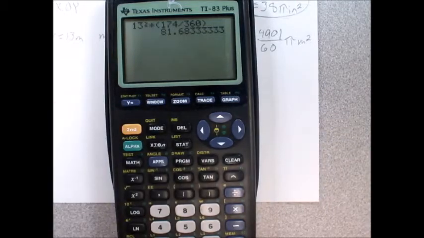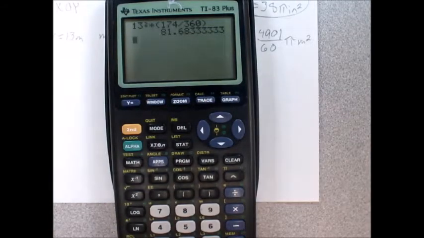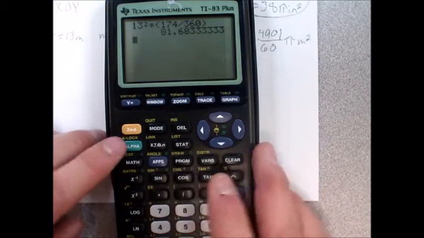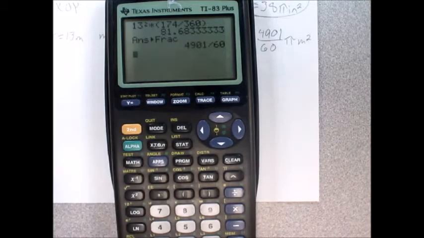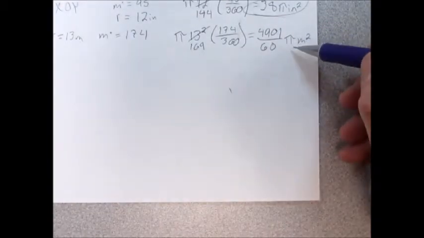I need to convert that to a fraction because I can't write that down. I mean, I guess I can. I can write 81.683 with a repeat bar if I wanted to. That's an exact answer. But if I was going to write this down as a fraction, like the book has been, I can press math, fraction, and it'll convert it back for me. 4901 over 60. And then I have to remember to put my pi back in there because I never multiplied by pi.